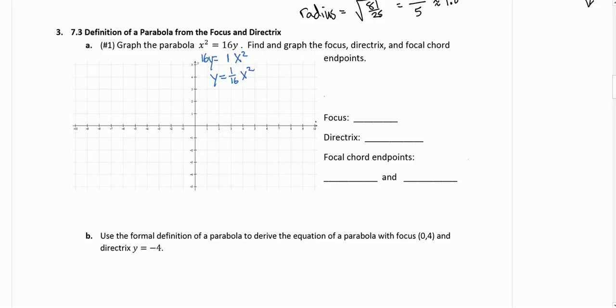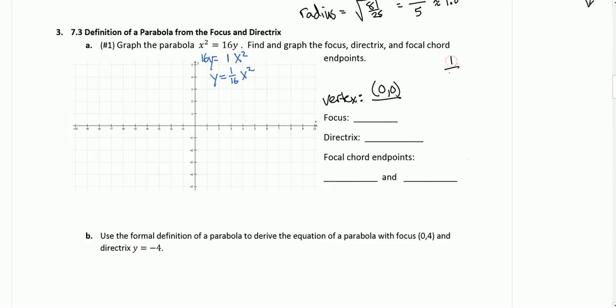So from this equation we can find the vertex. The vertex is going to be 0, 0, because we don't have any number with the x in parentheses. We don't have any number added or subtracted after the x squared either. We just have that 1/16th, which we're multiplying by x squared, and that doesn't shift the parabola left or right. So we know we have a vertex at 0, 0.